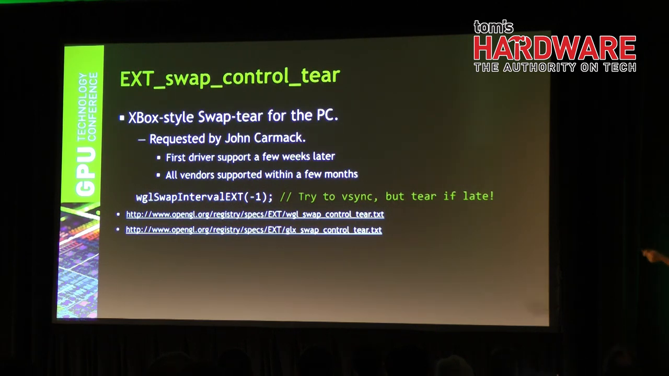Swap control tear is basically an Xbox style swap tear for the PC. The idea basically is that when you're doing vsync, if you make it in time for the vsync, then if you're a little before the vsync, you wait and you stall just like normal vsync. But if you miss it, then just go ahead and tear. That way you're not sitting around waiting for 15 milliseconds because you missed the frame by a second. The tear will be up by the top of the display, so hopefully it's not as offensive. And then you can do something in your application to get back in the right place.